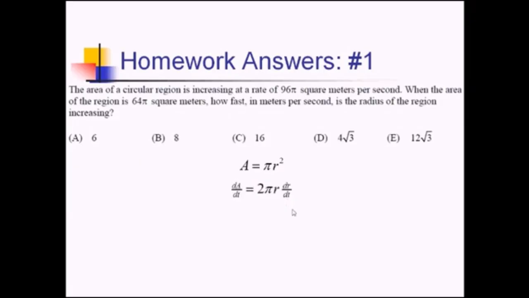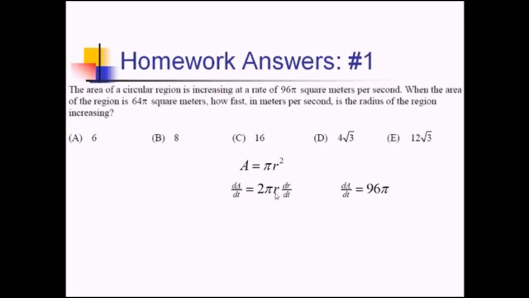And let's take stock of the information that we have here. Ultimately, we wanted to know how fast the radius is increasing, so we're looking eventually for dr over dt. That means we need to find values for dA over dt and r. dA over dt is the rate that the area is changing at. They gave us that, 96 pi square meters per second. So we'll just make a note of that.